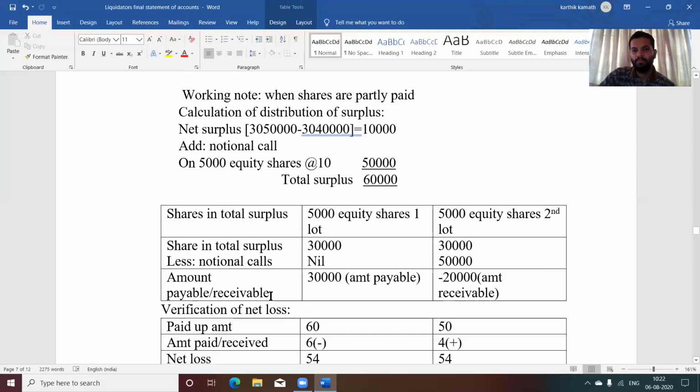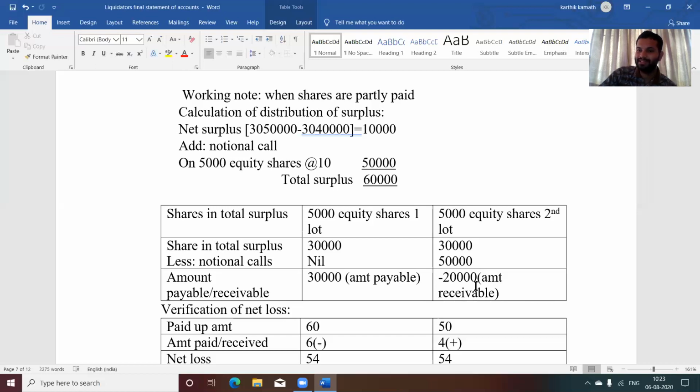So the amount payable in the case of the first class of equity share is 30,000. If you get a positive amount, that means it is an amount payable. And for the second class of equity share, it is 30,000 minus 50,000, so here there is a negative amount. Negative amount means amount receivable. Why is minus 20,000 an amount receivable? Because the share in total surplus is 30,000, but we have now imagined a call and got 50,000. So there is an excess of 20,000.